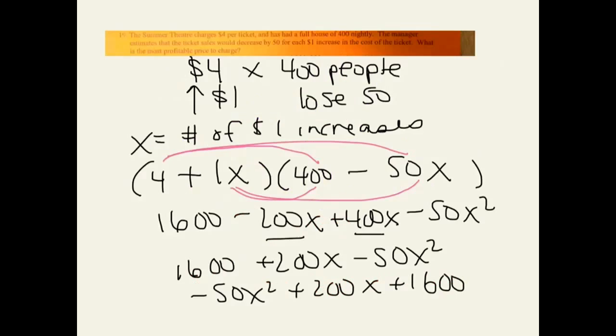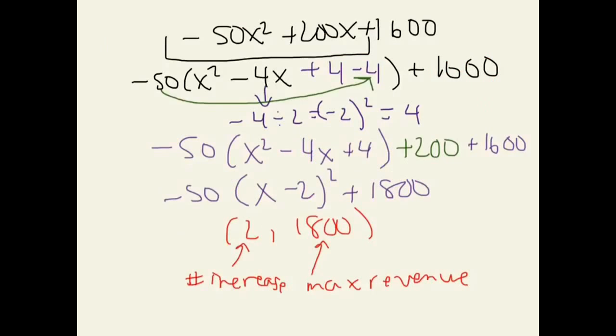So going back to our first price, the ticket was $4, and we're going to increase it by $1 each time. So $4 plus $2 means that my new price is going to be $6. So I'm going to set the tickets at $6 to get a maximum revenue of $1,800.